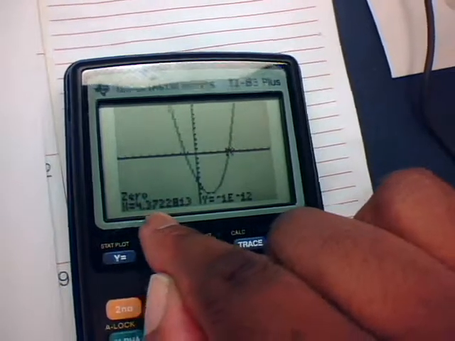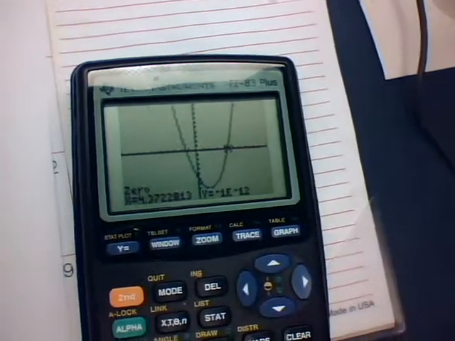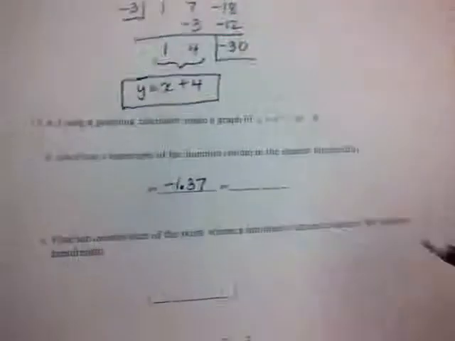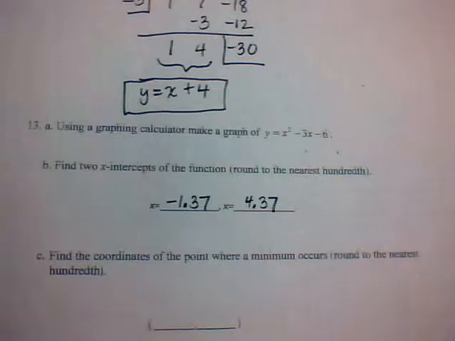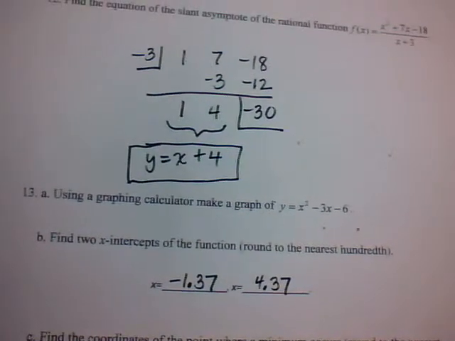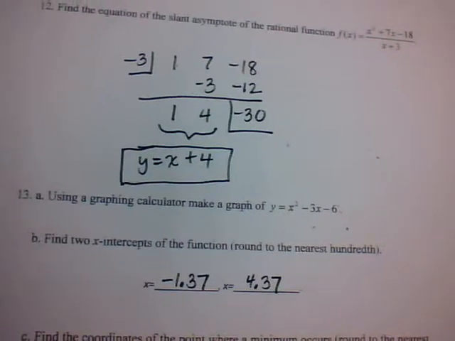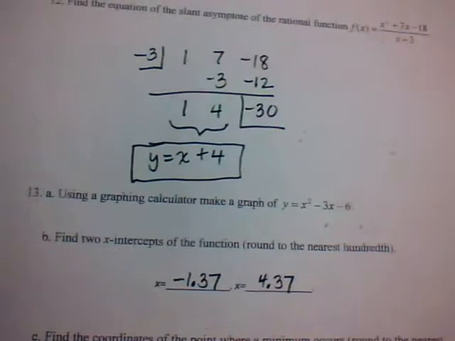And we're going to use 4.37 as our x-intercept. So the 0 there will be 4.37. Okay, so that's part B, finding the two x-intercepts.